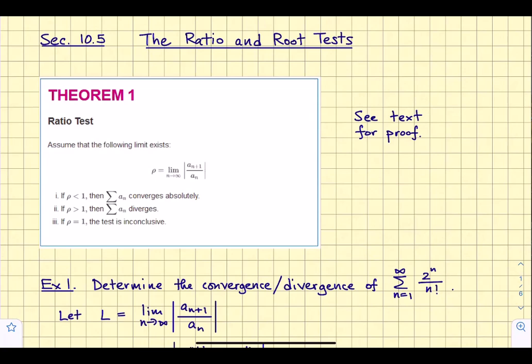The ratio test says to assume that the following limit exists. We'll take the limit as n goes to infinity of the absolute value of a sub n plus 1 over a sub n, and assuming that that limit exists, we'll call that limit rho. And then the ratio test says if rho is less than 1, then the infinite series, sum of the a sub n's, converges absolutely. On the other hand, if rho is greater than 1, then the sum of the a sub n diverges. Finally, if rho is equal to 1, the test is inconclusive.